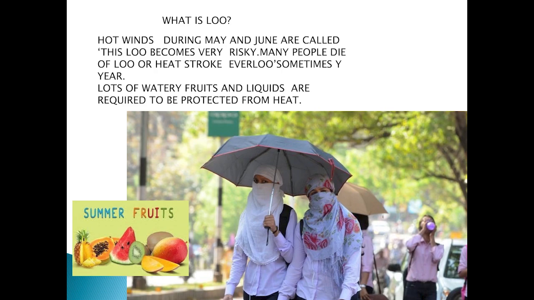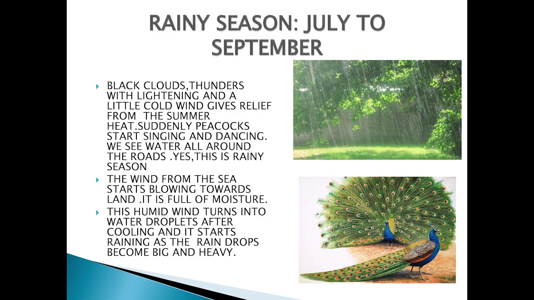Rainy season. Black clouds, thunder with lightning and a little cold wind give relief from the summer heat. Suddenly, peacocks start dancing and we see water all around roads and lanes. Be aware, how does rain happen? The wind from the sea starts blowing towards land. It is full of moisture. This humid wind turns into water droplets after cooling and it starts raining as the raindrops become big and heavy.